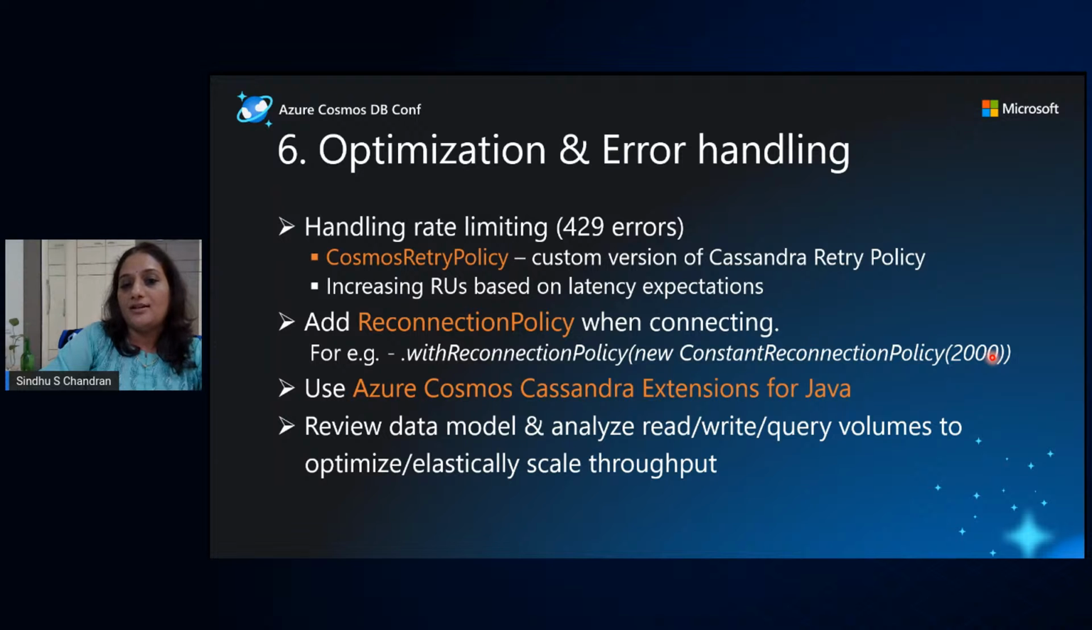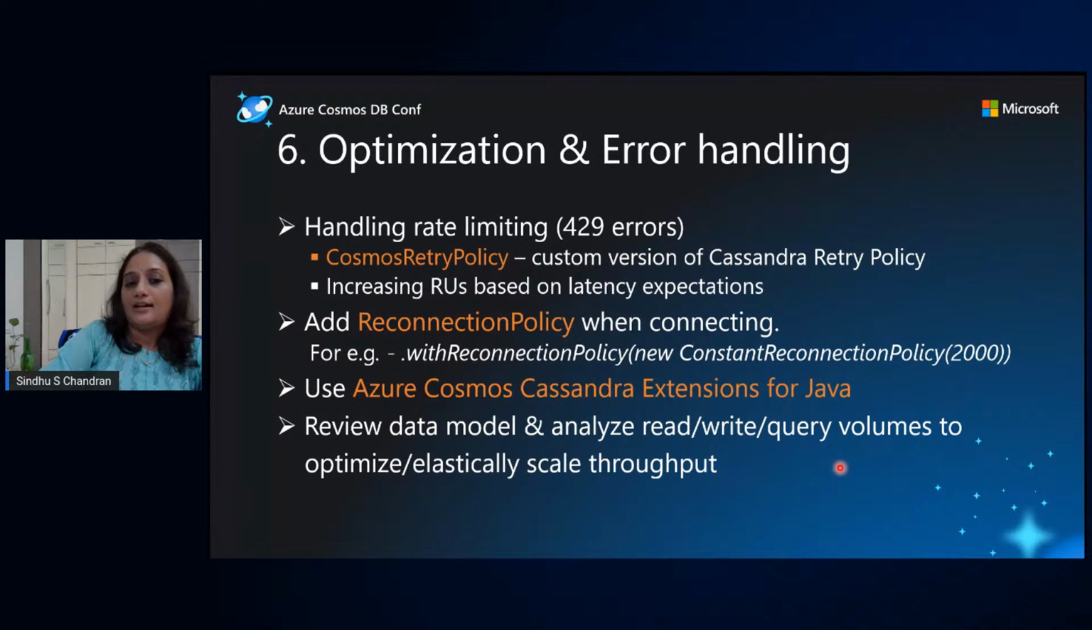So this is the option, and this is sort of a must have, because we found that without this, your jobs are likely to have connection issues. And so, as I said, there is this Azure Cosmos Cassandra extensions for Java, which has these additional and tuned settings which you can use, like the Cosmos retry policy. So this is also a good tool to use to better manage your connectivity settings.